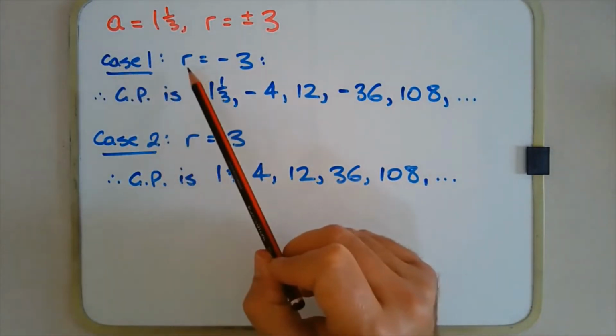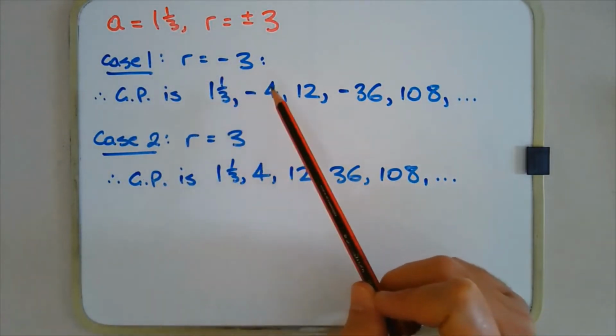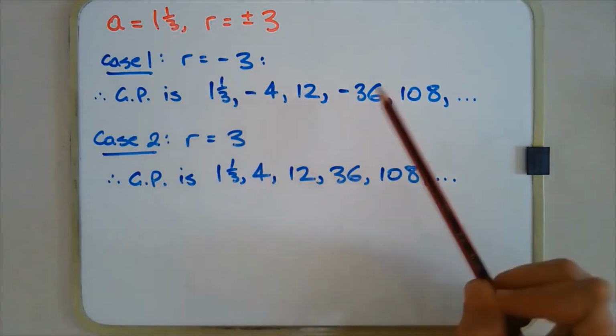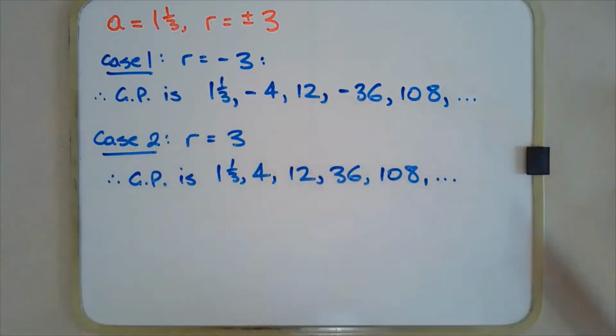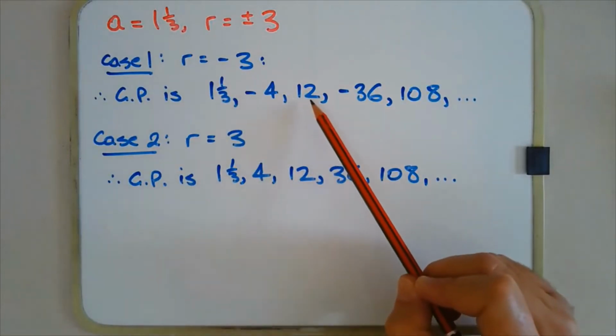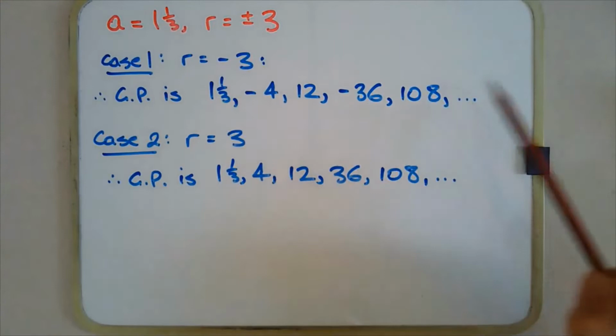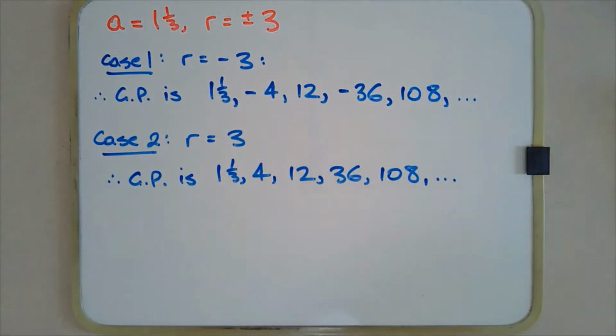So case 1, r is equal to negative 3. The GP is 1 1/3, negative 4. So just multiplying the previous term by negative 3 to get the next term along. So 1 1/3, negative 4, positive 12, negative 36, positive 108, and so on. So you can see that alternating pattern there with the plus and minus terms.